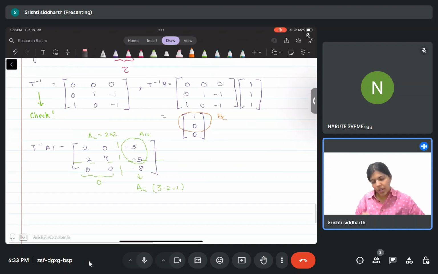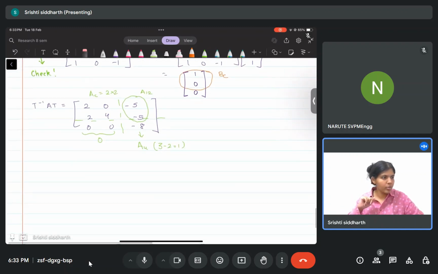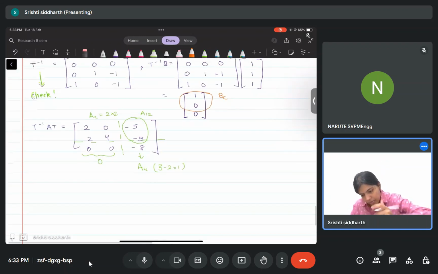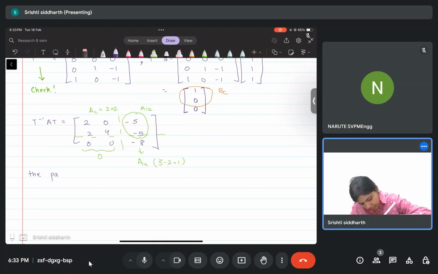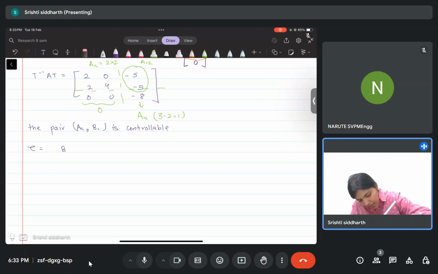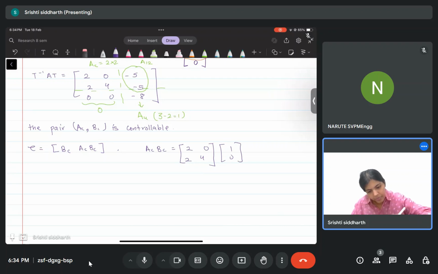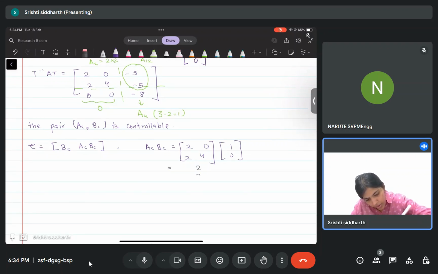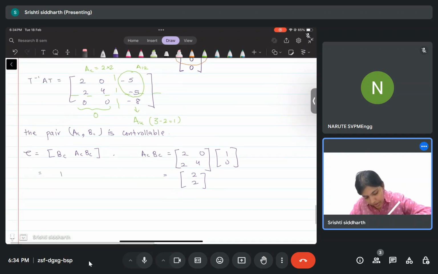And now you can just check that we have the similarity transformation, which transforms the system into the standard form for uncontrollable systems. And you can also see that the pair AC and BC is controllable. So we can now simply check this. This is just a second order system. So BC and AC, hence BC. This is 2, 0, 2, 4 and BC is 0. So we have 2 and 2. Matrix is 1, 0 and 2. You can just notice that this is non-zero, which implies that the pair AC, BC is controllable. Alright, so you have found out the transformation matrix.